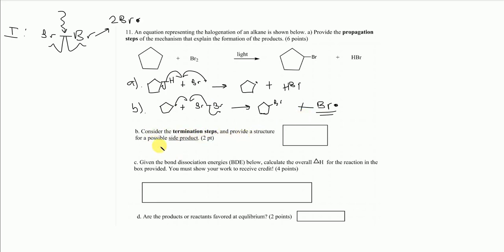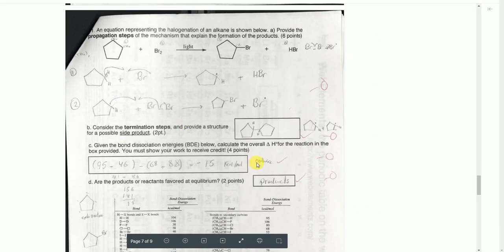So consider the termination steps. Provide a structure for a possible side product. There's the side product where this actually reacts with this, right? There is a side product where the Br reacts with another Br radical, and then there's another side product, and the best one to show is where this reacts with itself. Okay, so when this reacts with itself, this forms a bond with another one of itself. Okay, that's what we want to show, right?